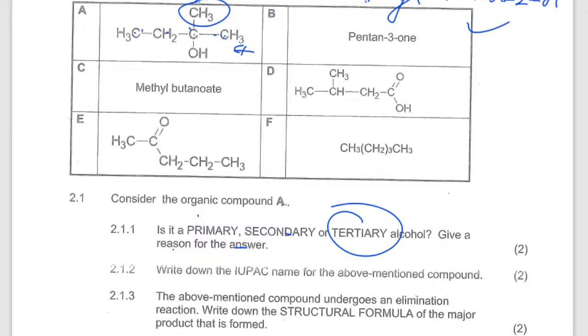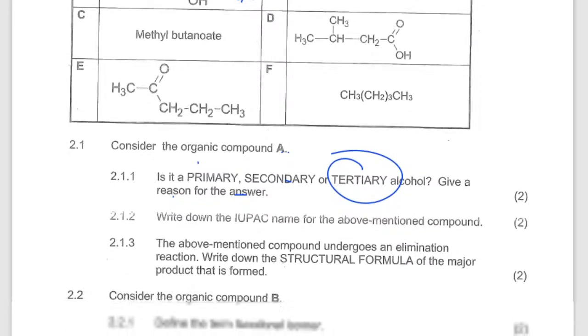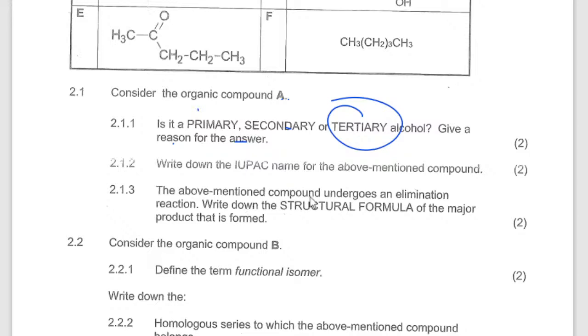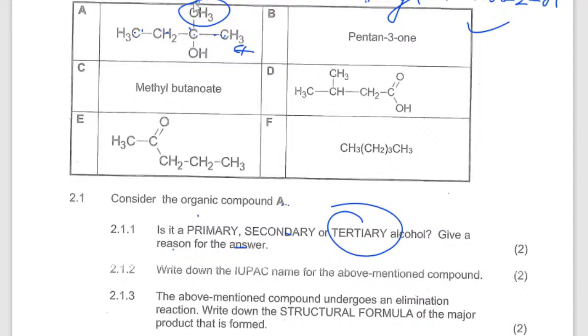Then they're saying that the above mentioned compound undergoes an elimination reaction. Write down the structural formula of the major product. When this undergoes elimination, we use what is called the mechanism. So this OH is going to be lost.